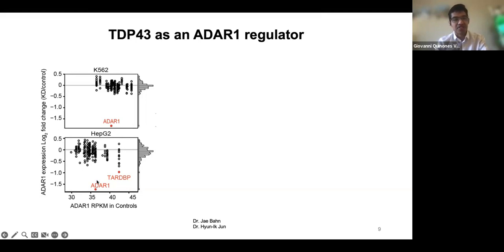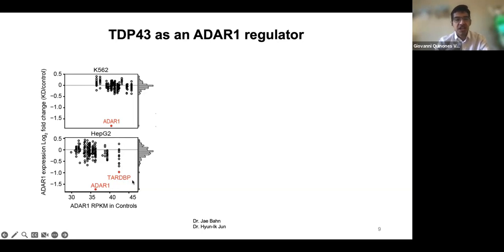And this is true for both cell lines. But we also observed that when we knock down TAR-DBP, this is the gene that codes for TDP43, we also observe a very significant change in ADAR expression. And as you can see by the histogram on the y-axis, based on the other knockdowns, this RBP has a very significant effect on the expression of ADAR.